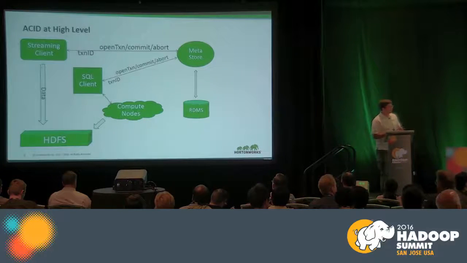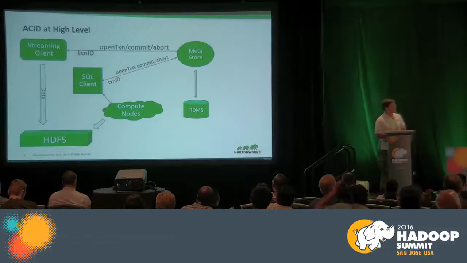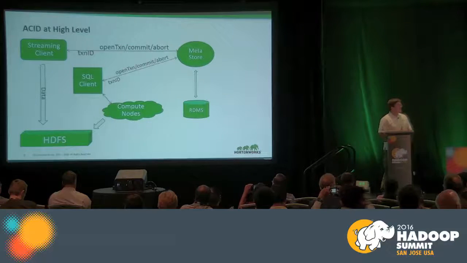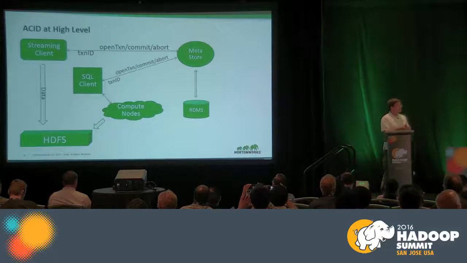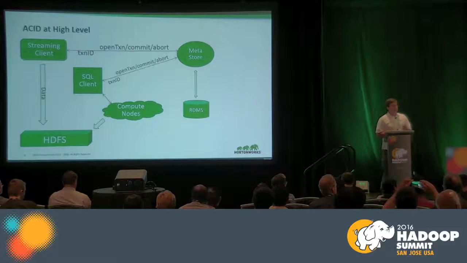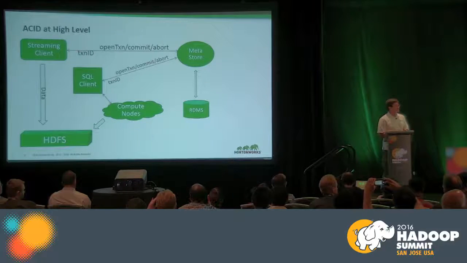So at a high level, we distinguish between two types of clients. There is the SQL client, so for example, the Hive CLI or Beeline, and the streaming client. Now, when the request is made by the SQL client, it communicates with the Hive metastore to demarcate the transaction. In return, it receives the transaction ID, and all the data generated as a result of that operation is tagged with this transaction ID.